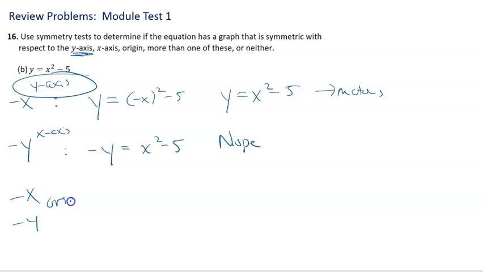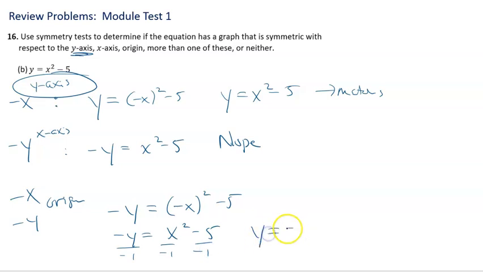This is called origin symmetry. So you do negative y is equal to negative x squared minus 5. When I simplify that, that's positive x squared minus 5. Even if I divided everything by negative 1, that's going to give me y is equal to negative x squared plus 5. It doesn't match, right? So that's a nope. It's not going to work. So this one only has y-axis symmetry.